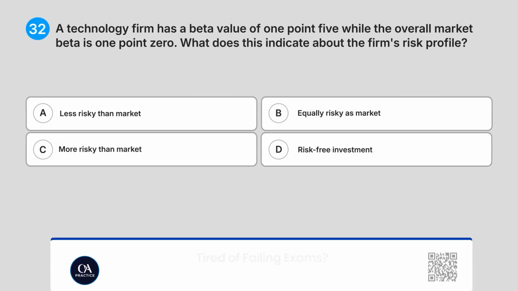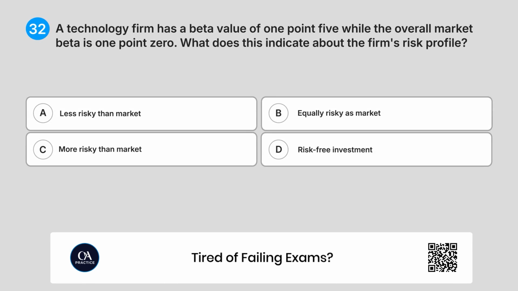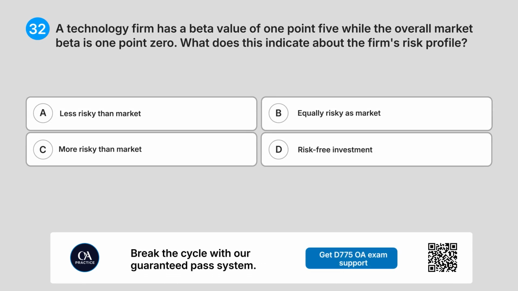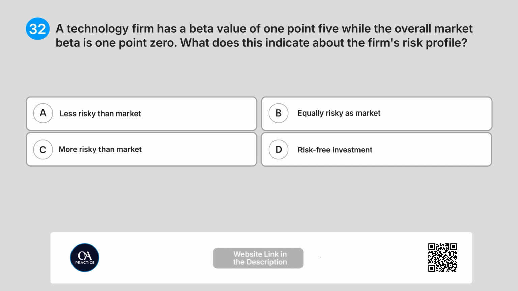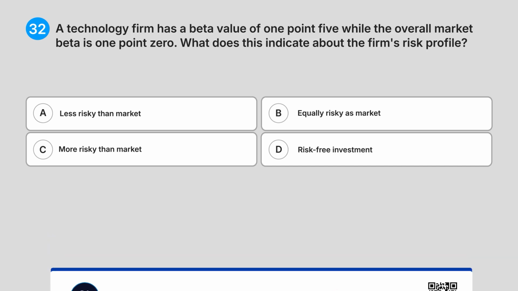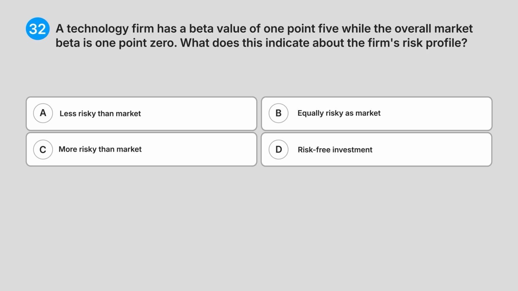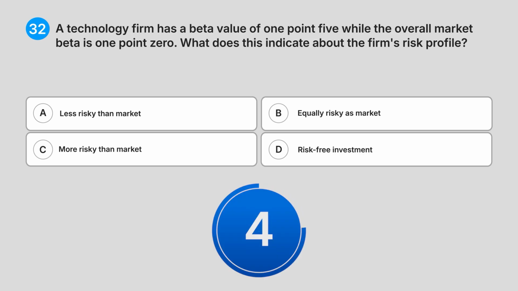32. A technology firm has a beta value of 1.5 while the overall market beta is 1.0. What does this indicate about the firm's risk profile? A. Less risky than market. B. Equally risky as market. C. More risky than market. D. Risk-free investment. Do you know the answer?